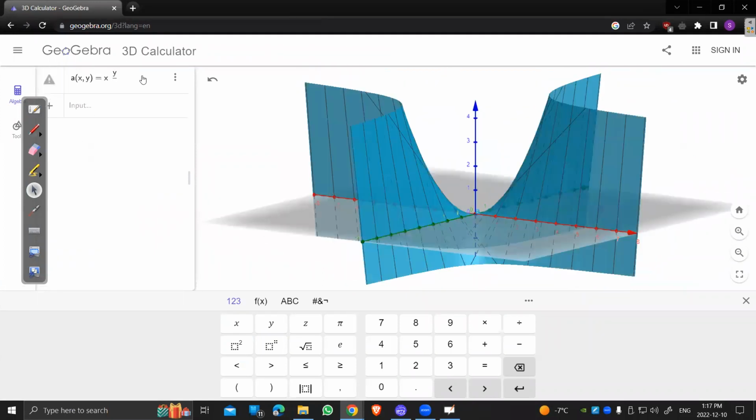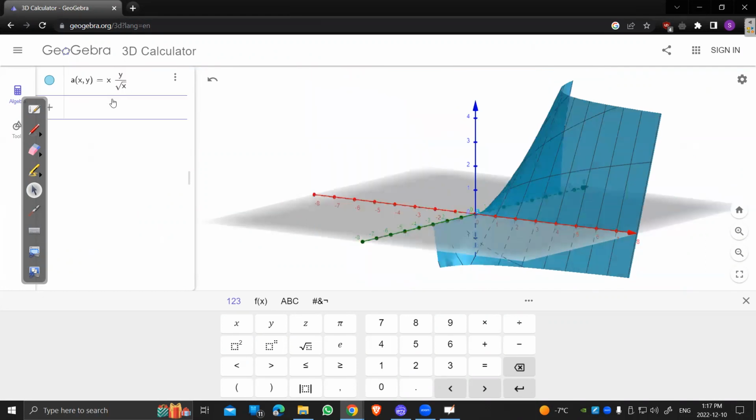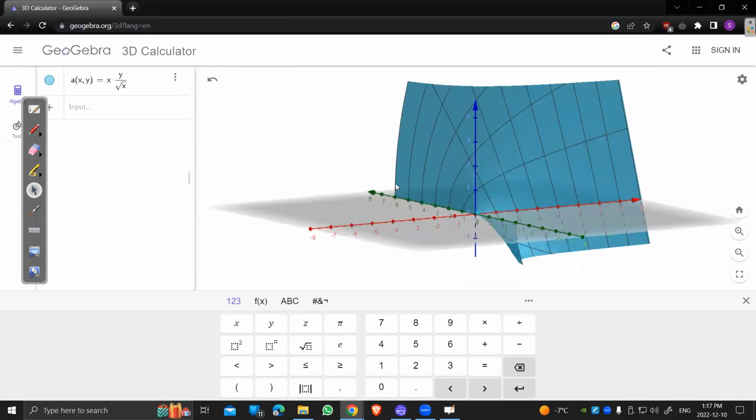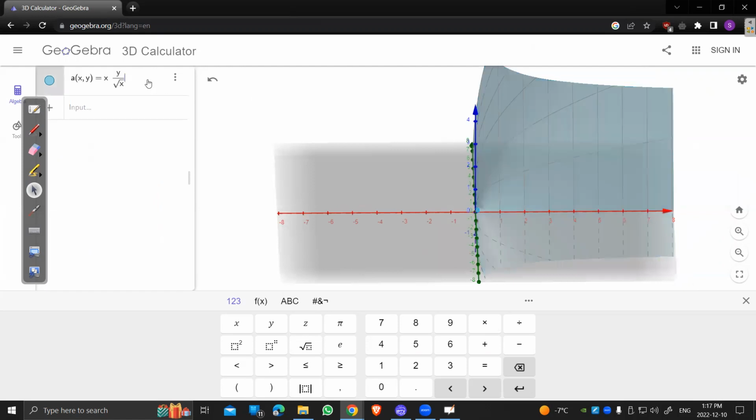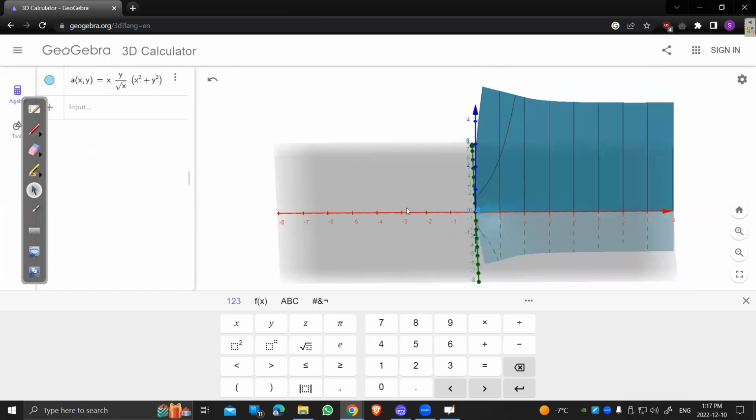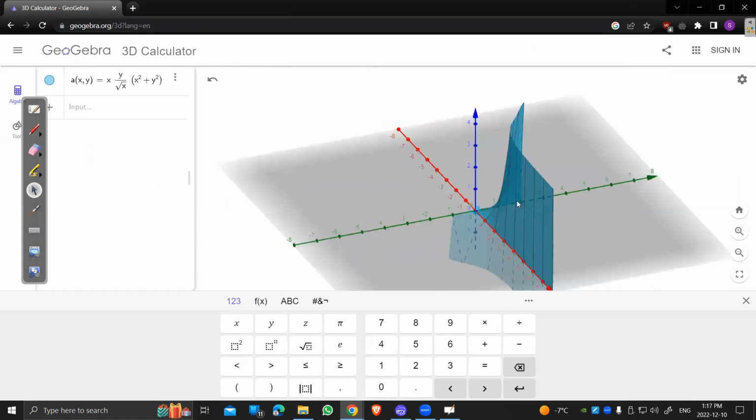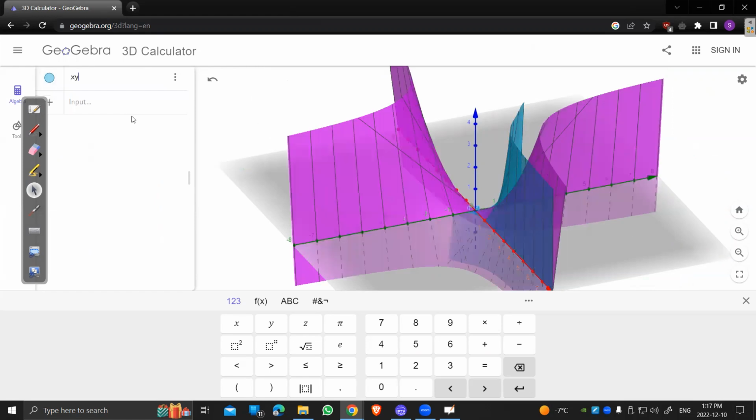Like, what if I just did it over x squared? Oh no, x squared doesn't help. Square root of x. No? Okay, it killed off a section of it. What if I multiply this by a circle? Sometimes it's fun to see what shape you end up with. But for us, our shape was just xy, which looks like this.